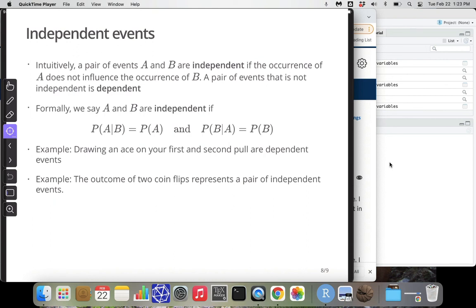So for an example, drawing an ace on your first and second pull are dependent events. We saw that the probability of an ace on your second pull depends on the probability of an ace on your first pull. As an example of independent events, if you flip a coin twice, the outcomes of each flip are independent. And we feel that intuitively. There's no dependency. If I get heads on the first flip, there's no reason that that should change the probability that I get heads on the second flip.